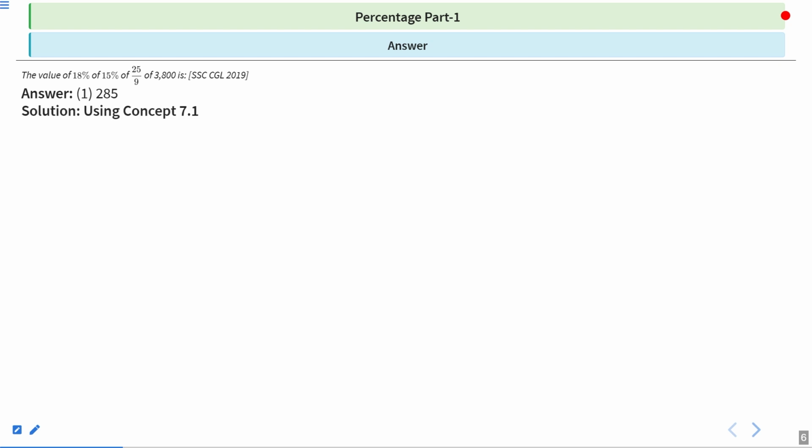Using concept 7.1 in this question, we can write 18% as 18 upon 100, multiplied by, since "of" means multiplying, 15%. So we can write 15 upon 100, of, multiplying 25 by 9. So we write 25 by 9 multiplied by 3800. When we simplify it, we get 285. So A is the correct answer. Next one.